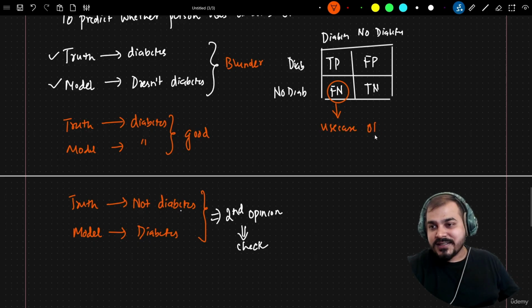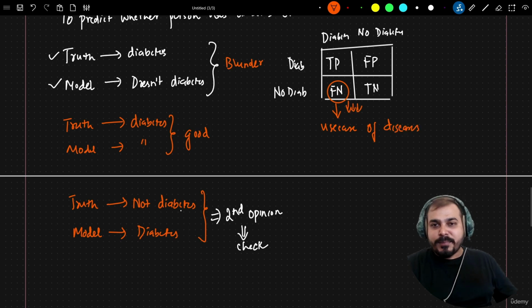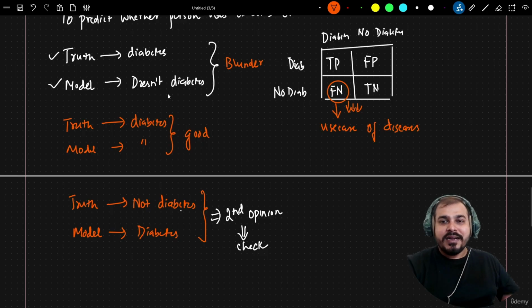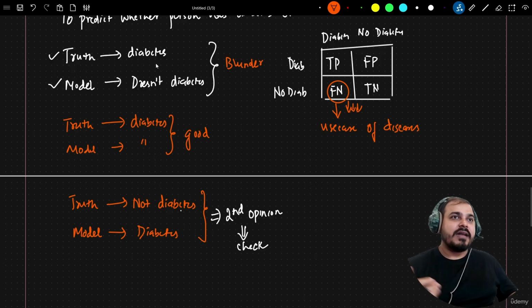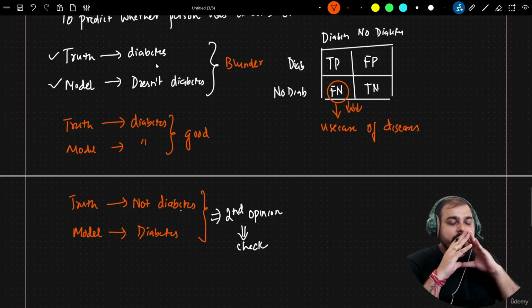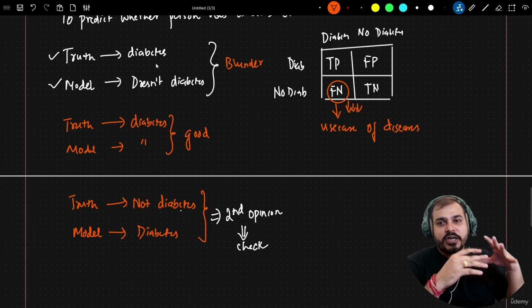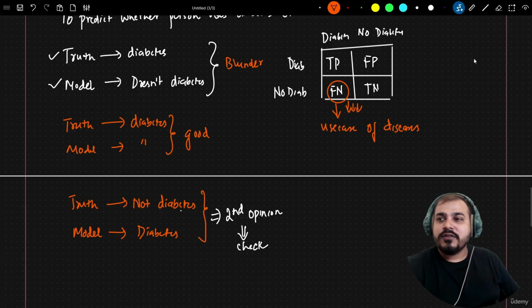In the use case of diseases, and this applies to every disease, we should try to reduce false negatives. If the person has diabetes and my model says the person does not have diabetes, then the person may not even go for a checkup and may miss it, and diabetes can become a dangerous disease going ahead. If we treat it in the early stages, we may be able to prevent it, if you are able to capture it in the initial days. So in this particular case, I should try to reduce false negatives.